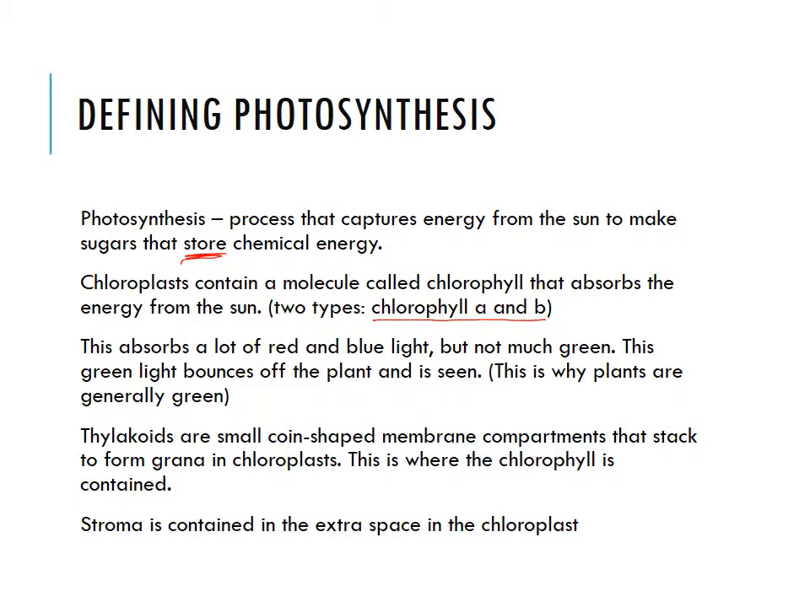I should also point out that red and blue light are really close to infrared and ultraviolet light, which means plants actually absorb infrared and ultraviolet a lot better because they're absorbing those two sides of the spectrum. We'll talk a little more about that in a second. Those thylakoids, those small coin-shaped membrane compartments, are found inside of the chloroplast, and their chlorophyll is contained inside of there. The stroma is contained in that extra space in the chloroplast, and this is usually where, you know, light will be seen. I might have made that last part up, I don't know.